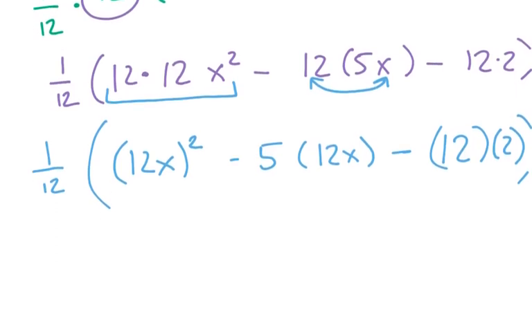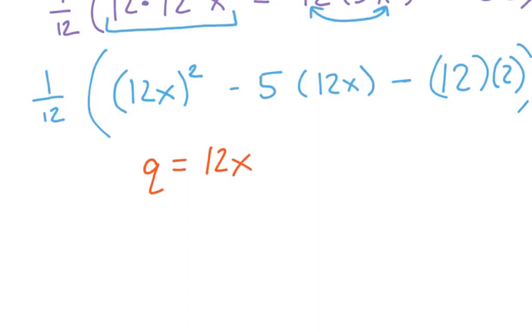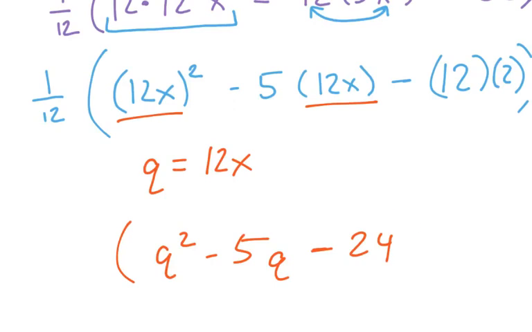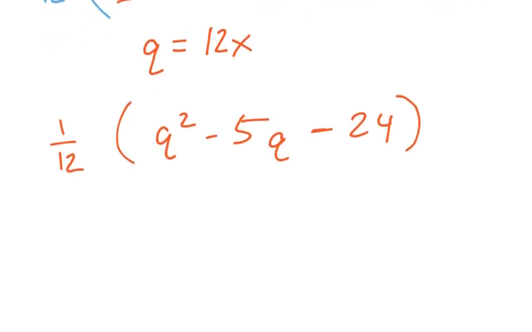Now, why is this the genius move? Because we're going to pick a letter. I'm going to just use Q. I'm going to say Q is equal to 12x. And what we're doing now is, if this is 12x and this is 12x, I can rewrite it as Q squared minus 5Q, and now I'm going to write it as 24. Aha! So what did I do? I created a trinomial that has a leading coefficient of 1, which is very easy to factor.